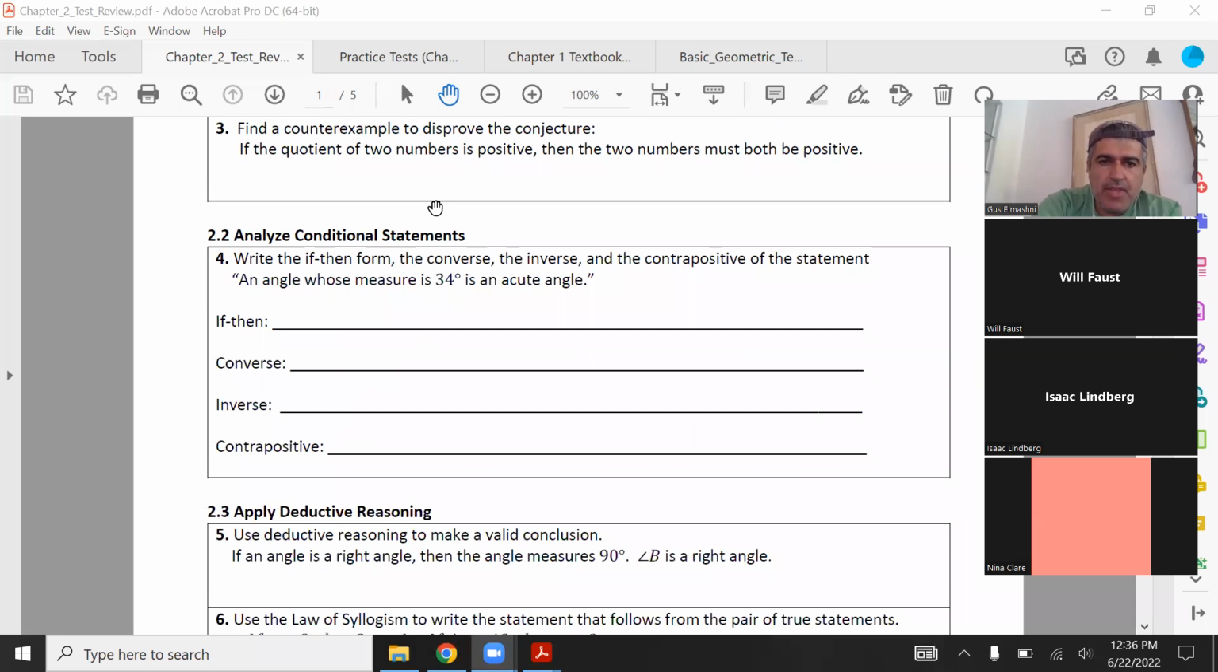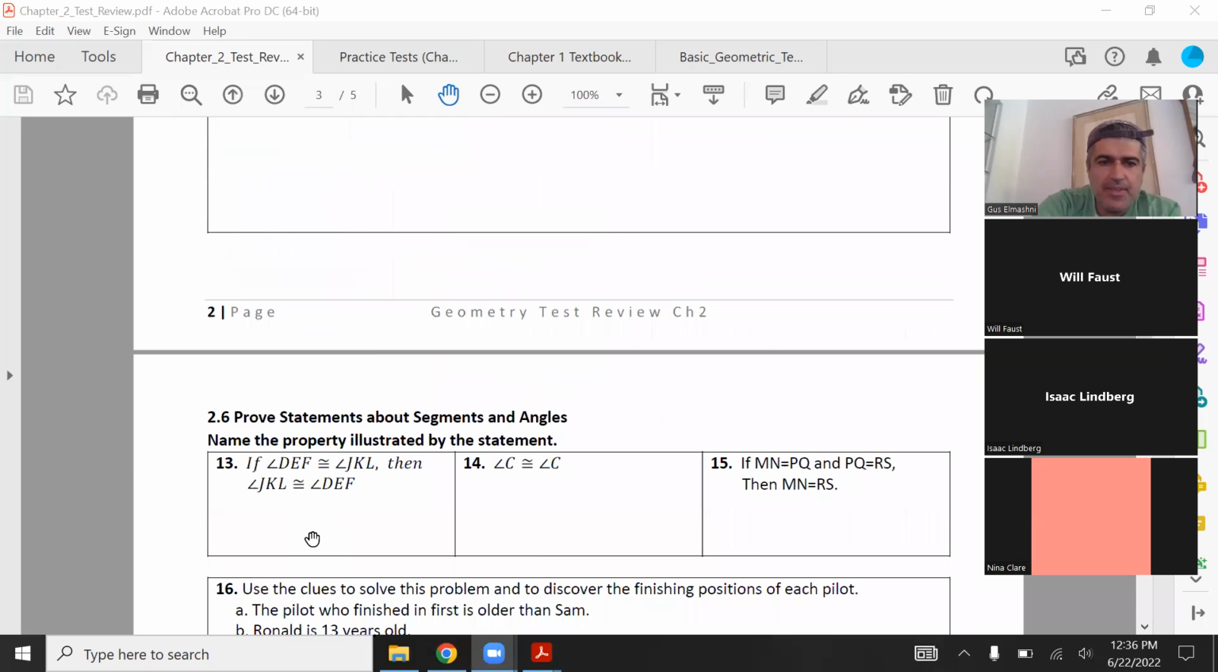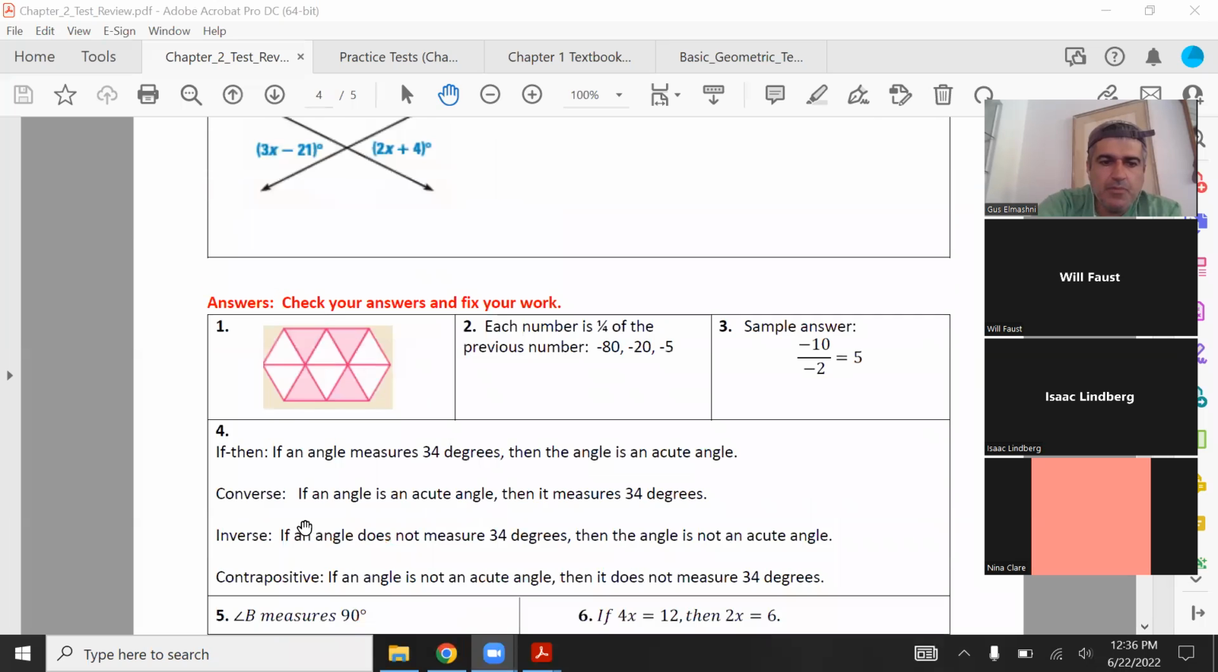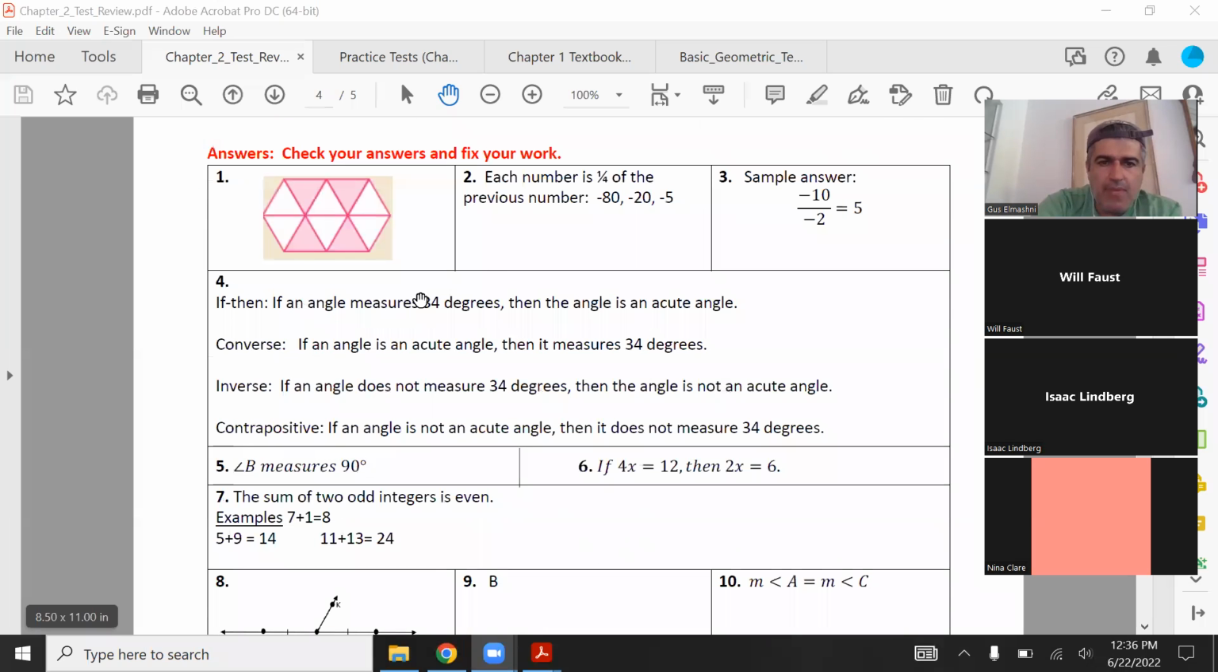Yeah, right. If-then statement, you could say, let's just go straight to the answer key. I'm getting lazy. Yeah, if an angle measures 34 degrees, then it is acute. So the converse, you reverse, right? If it's acute, then it's 34. Inverse, you negate. Don't reverse, just negate. If it's not 34, it's not acute. Contrapositive, you do both the converse and inverse. You switch and you negate. If it's not acute, then it's not 34.